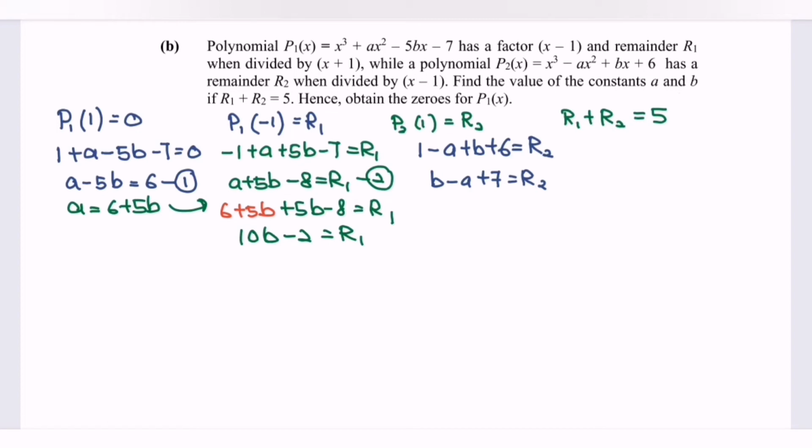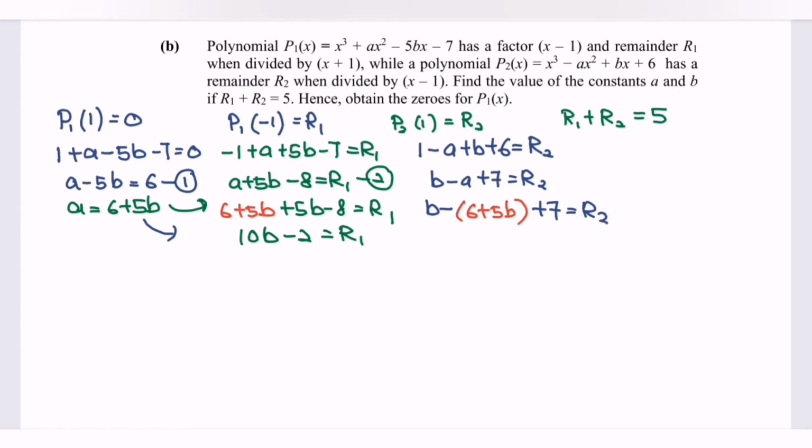Next, we can simplify the situation by substituting the a. So in this case, we have b minus, again, bracket, 6 plus 5b, plus 7 is equal to r2.